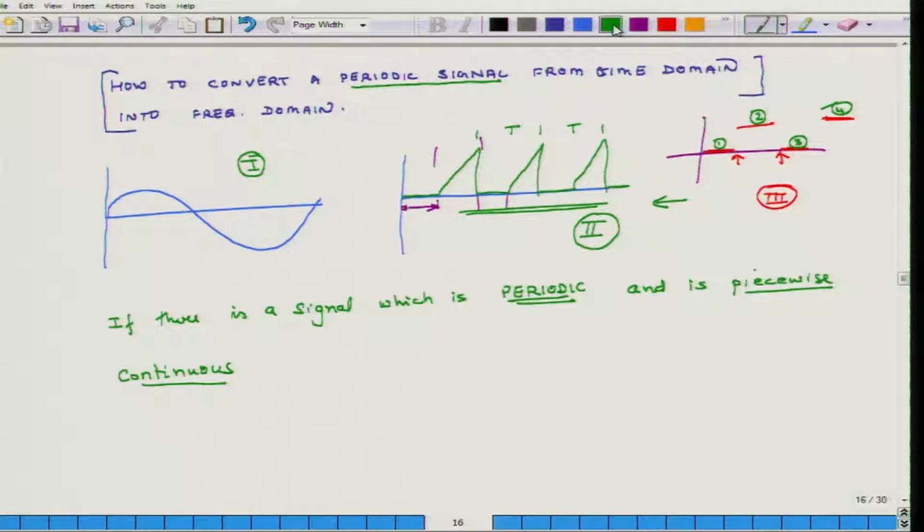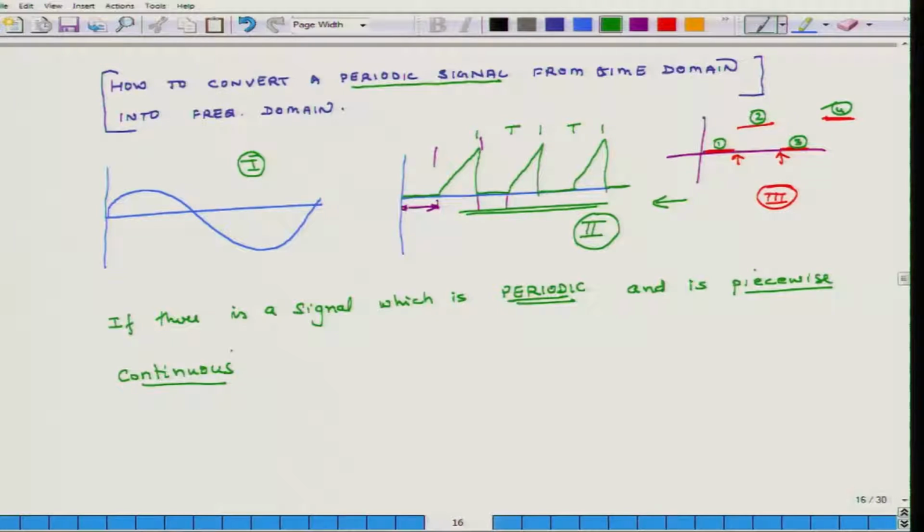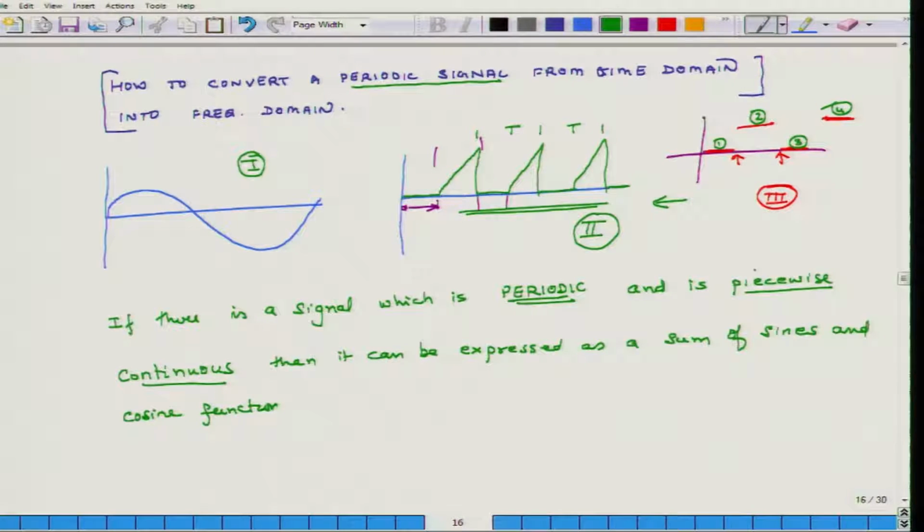So, if there is a signal which is periodic, and type 3 is also periodic, as are type 2 and type 1, and if it is piecewise continuous, then we have learnt in our earlier years of mathematics and engineering that it can be expressed as a sum of sine and cosine functions, and this representation of the signal is known as Fourier series.